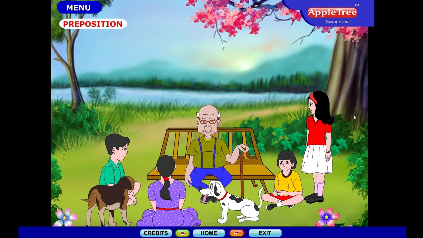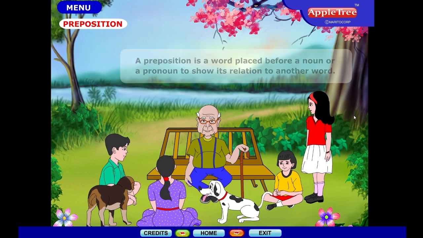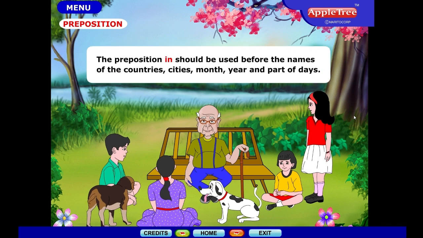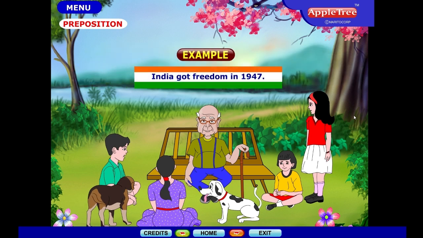Can any one of you tell us about preposition? A preposition is a word placed before a noun or a pronoun to show its relation to another word. That is right. Can you explain any of the prepositions? The preposition in should be used before the names of the countries, cities, month, year, and part of days. Example: India got freedom in 1947.